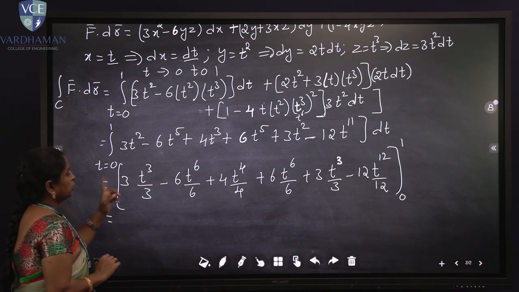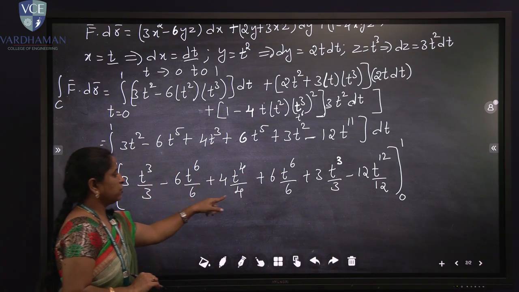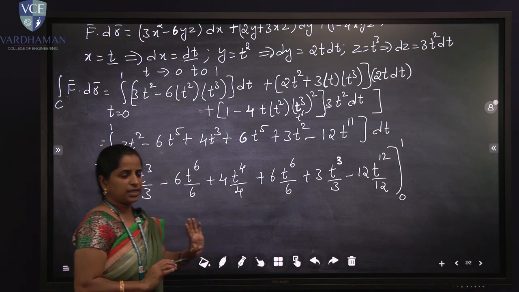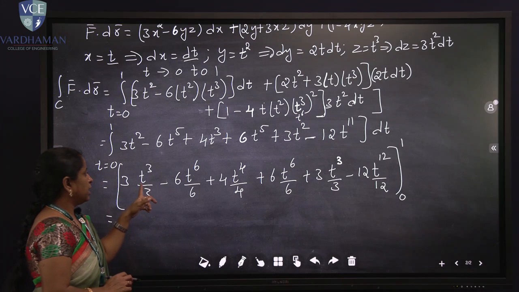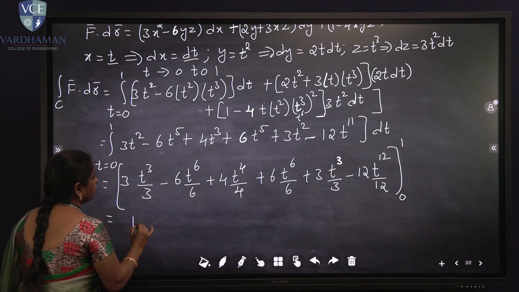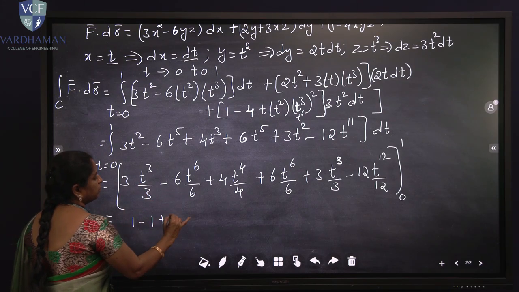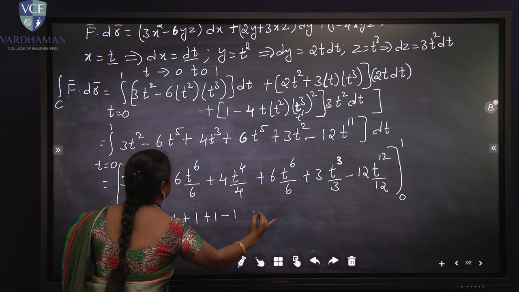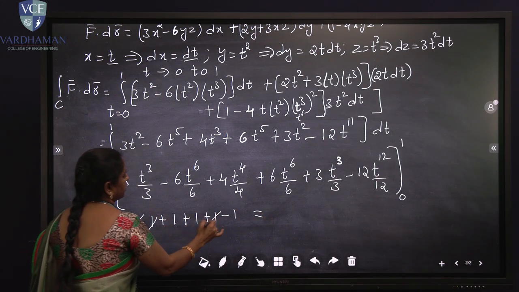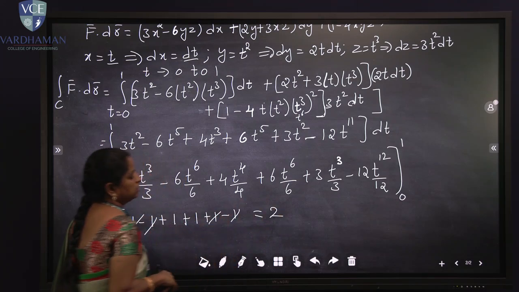Now, all the numerators and denominators 3, 3, 6, 6, 4, 4, 6, 6, 3, 3, 12, 12 will get cancelled, and if we simplify, we substitute the value 1 in t place, we will get 1 minus 1 plus 1 plus 1 plus 1 minus 1. So, finally the answer is 2.